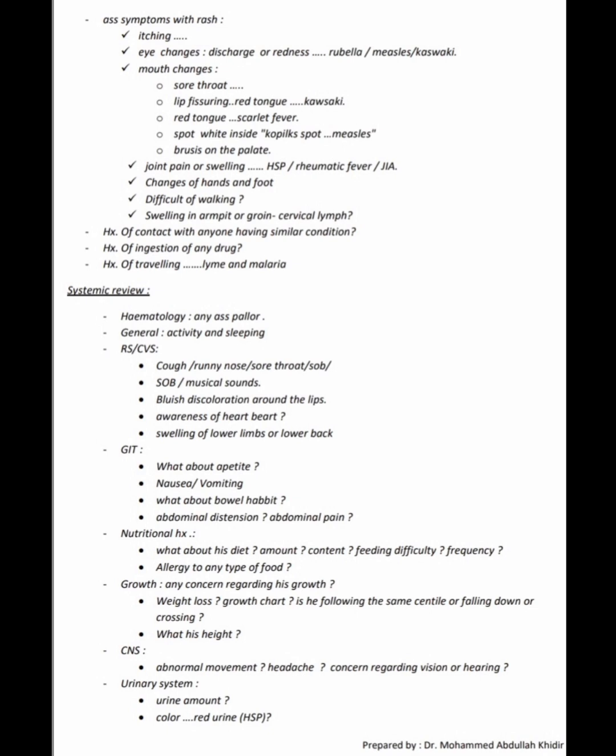redness of the eye? We know that rubella, measles and Kawasaki all present with conjunctivitis, so we'll ask whether eye changes are present or not. Mouth changes: any sore throat, lip flushing, red tongue. Kawasaki, red tongue, scarlet fever. So we know that lip fissuring, cracked lips and red tongue we find in Kawasaki disease. Then red tongue we find in scarlet fever. White spots inside the mouth, Koplik spots. Koplik spots we find in measles.